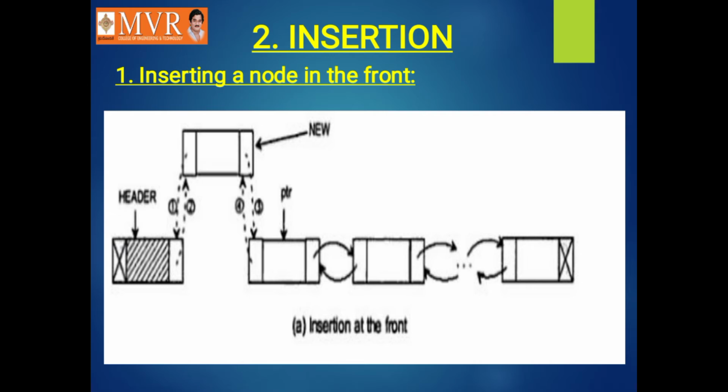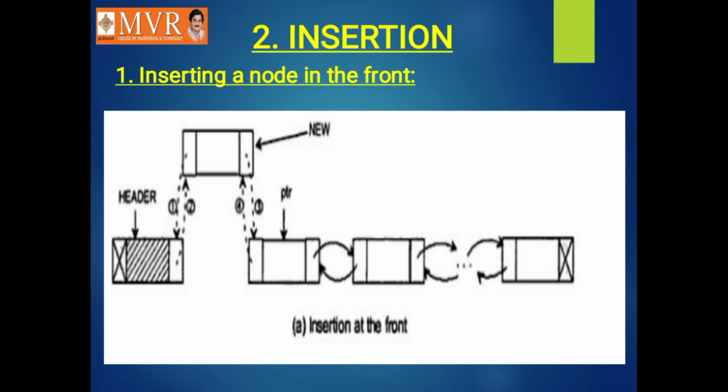Okay, be it a single linked list or a double linked list, the same operations will be performed. That is, in a single linked list also we perform the insertion in three ways, and in this double linked list also we perform the operation in three ways. That is, first is insertion of a node at the front. Front means after the header node.